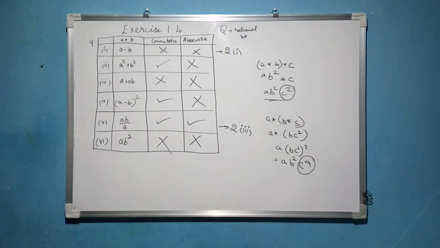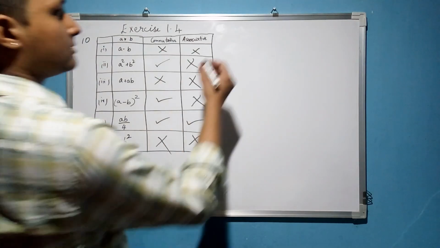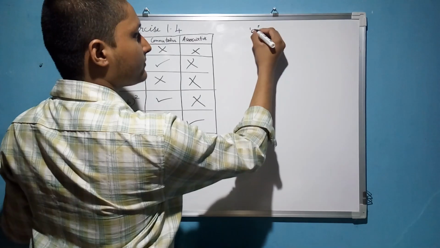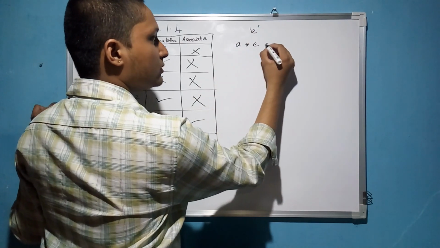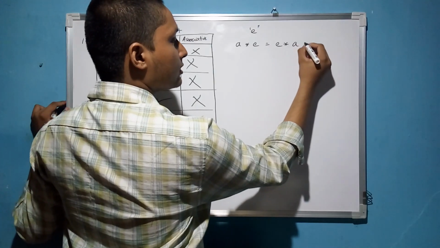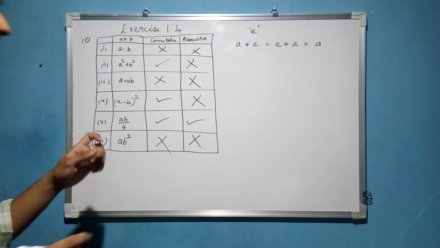Okay. Next we are going to move on to the 10th question. The 10th question is also based on the 9th question, with all these 6 subdivisions. In the question it is asked whether any of them have an identity element. For having an identity element, what is the condition? If E is the identity element, then A star E should be equal to E star A, that is equal to A. That's a set of two conditions over there.